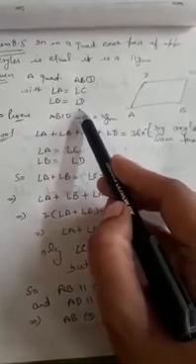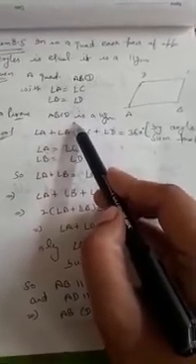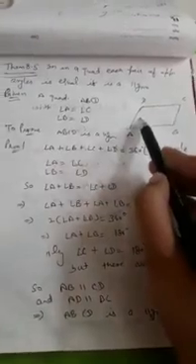Now the next theorem 8.5 is, in a quadrilateral if each pair of opposite angles is equal, it is a parallelogram. This is the converse of the previous theorem. Here the angles are already given equal and we have to prove that it is a parallelogram. So here ABCD is a given quadrilateral in which angle A is equal to C, opposite angles, and angle B is equal to D, and we have to prove this ABCD is a parallelogram.